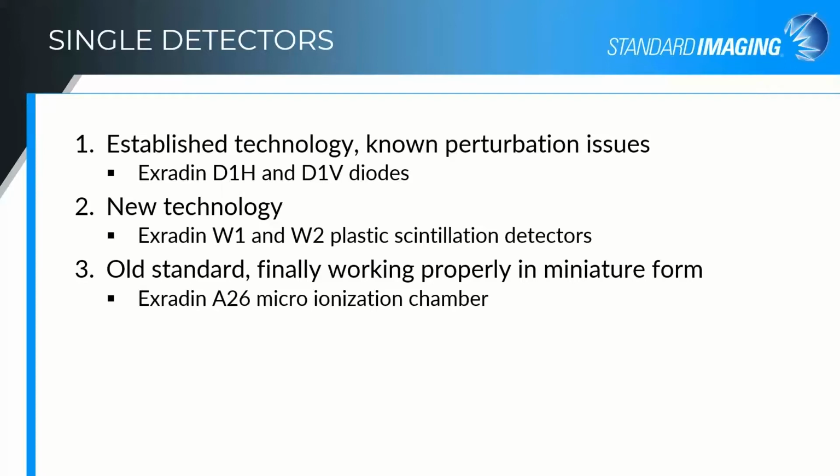And then with the ion chambers, that's kind of an old standard. It's really the fallback for everything that we've done in dosimetry for so long. But it's, I would say, finally working properly in miniature form, and there is some data to back that up with our X-ray and A26. So I'll talk about that as well. So those are the focuses here for the single detector.